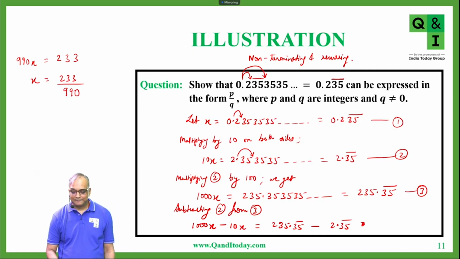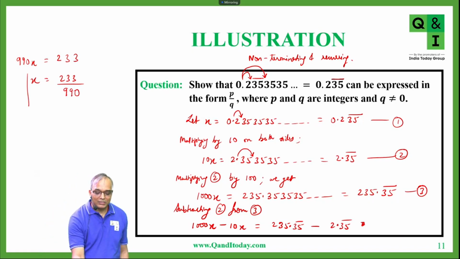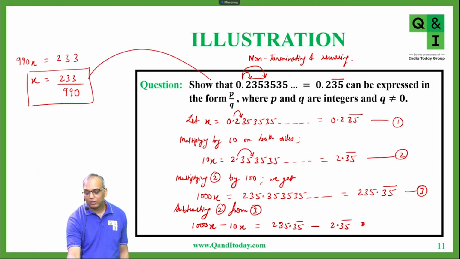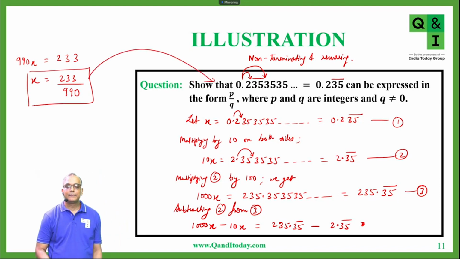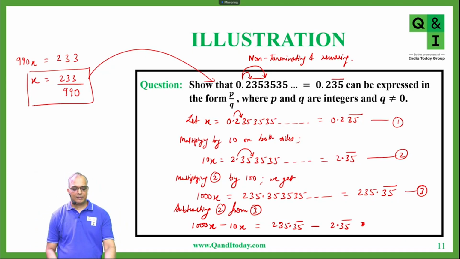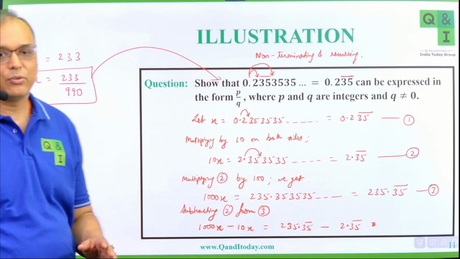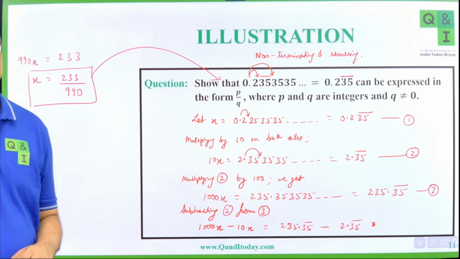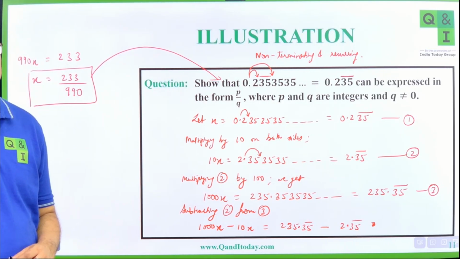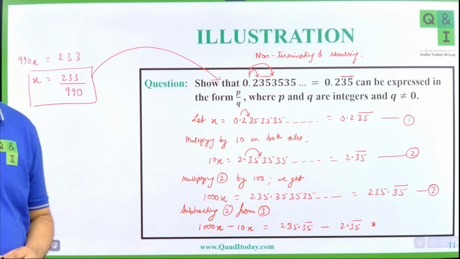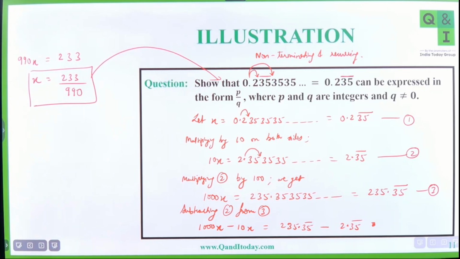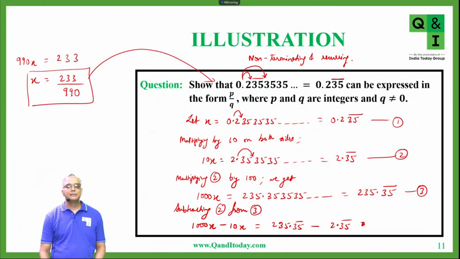Is it clear? So this is your P by Q form of this decimal. Is this clear to everyone? Has everyone understood this? Students, have you understood this?